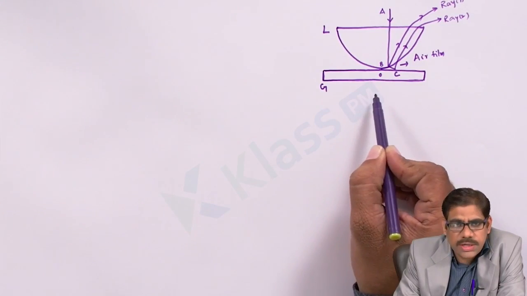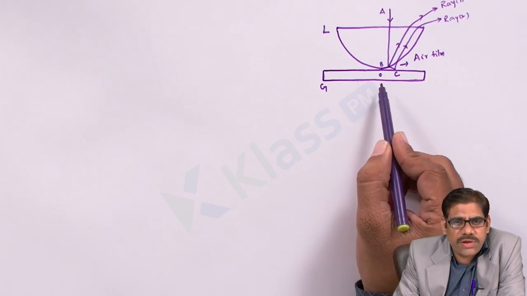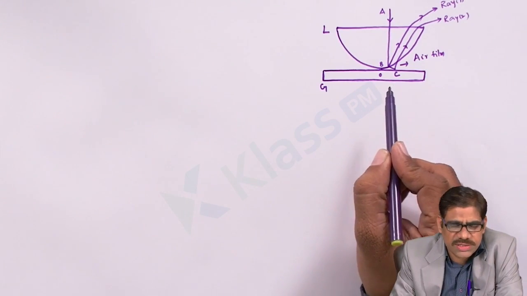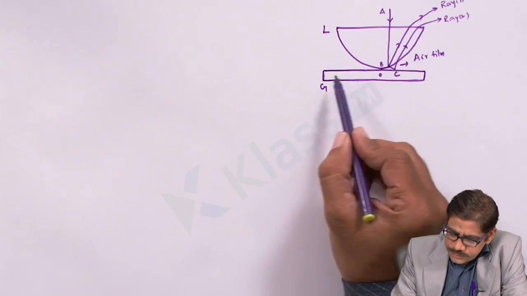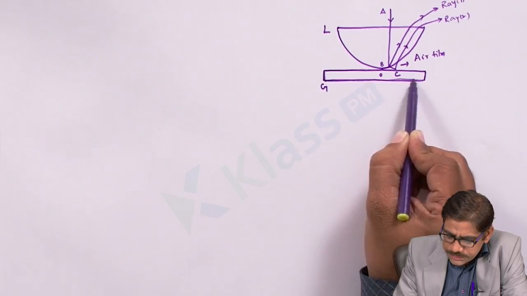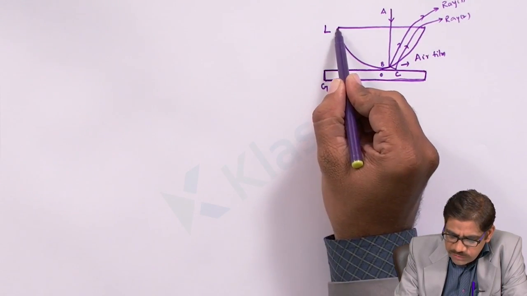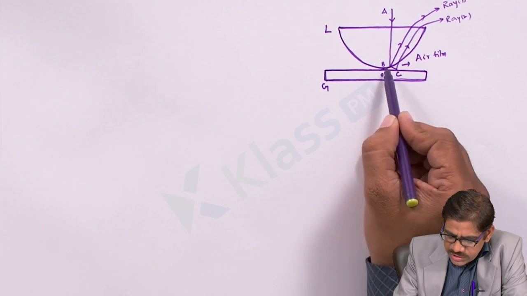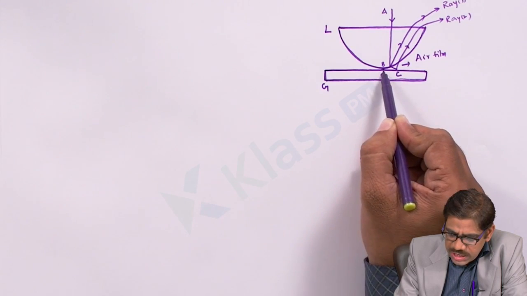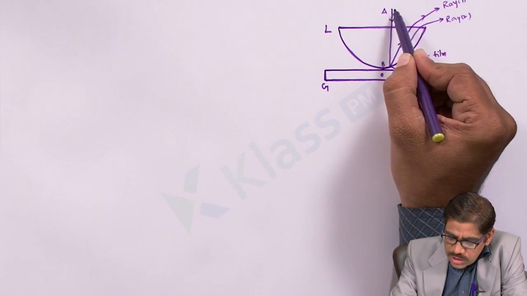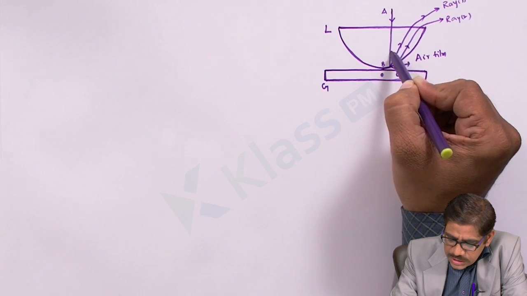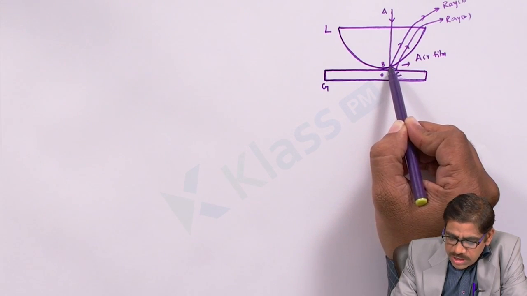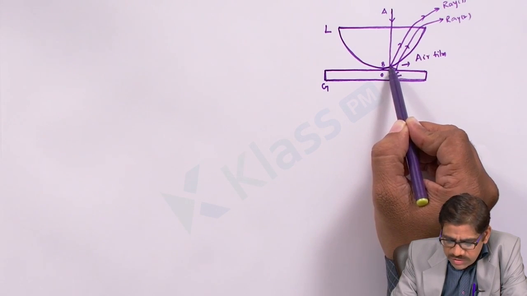From the second figure, we can see the interference pattern formed with respect to the plain glass plate and the convex lens. You can see from the figure, this is the plain glass plate G, and this is the convex lens L. This is the point of contact between the glass plate and the convex lens. Here a light ray AB is incident on the plano convex lens, meeting at the point B at the bottom of the convex lens.